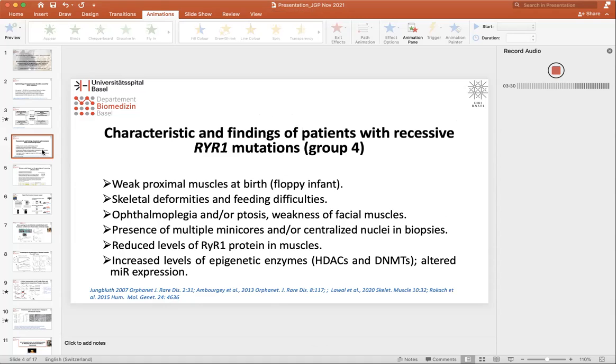So today I'm going to talk about group 4, that is, what are the phenotypic characteristics of those patients with recessive myanogen receptor mutations. First of all, they're born weak. They could be floppy infants, with very weak proximal muscles at birth. They could also present with skeletal deformities. They could have a club foot, they could have scoliosis, and they often have feeding difficulties.